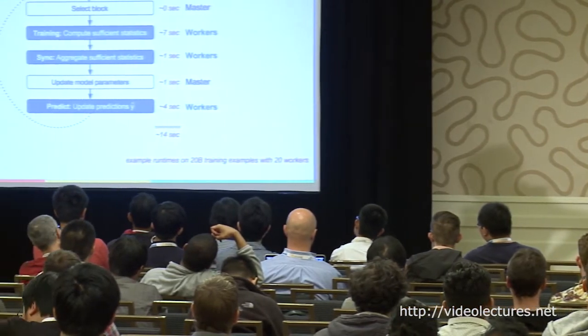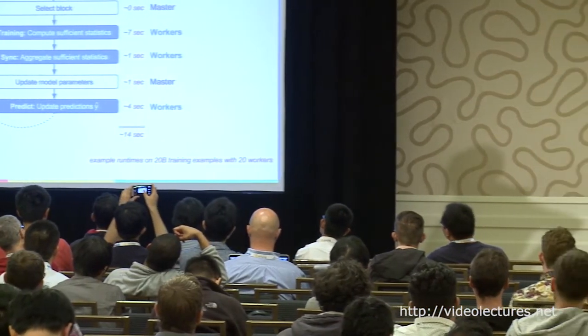So I have here some runtimes for a data set with about 20 billion training examples and 20 workers, just so that you have an idea of the runtimes for these phases. And as you can see, everything that's computationally intensive, like computing the sufficient statistics and updating the prediction, is done by the workers, and everything that's cheap is done by the master.